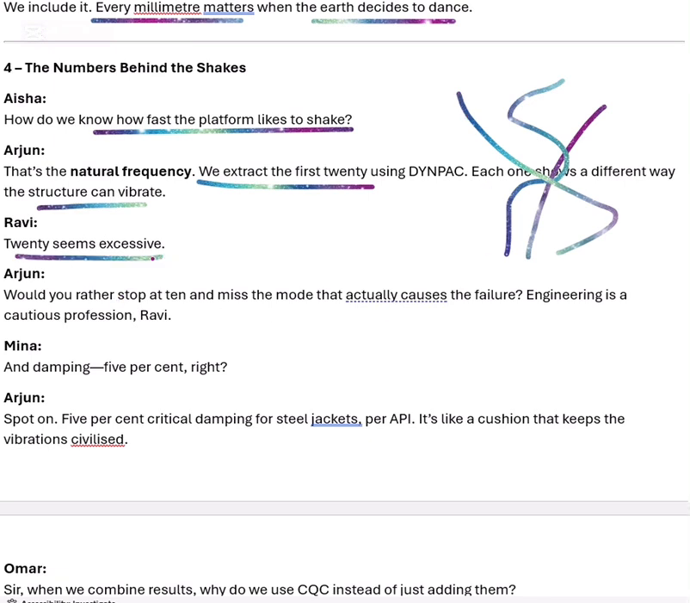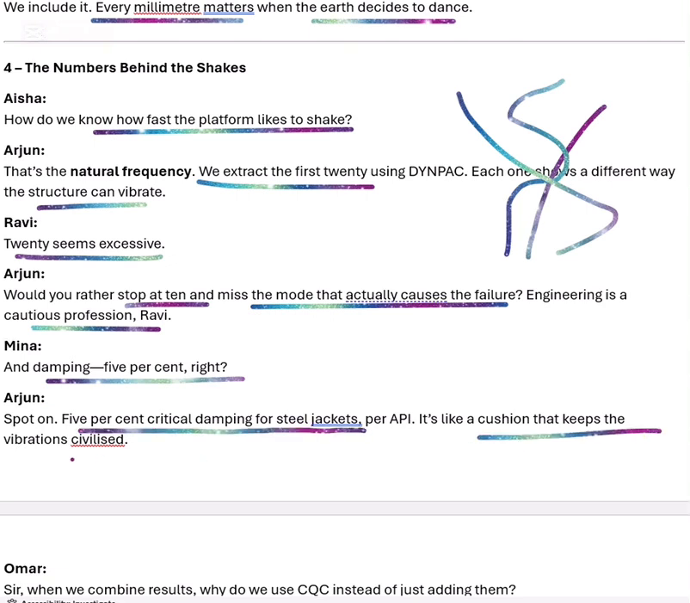20 seems excessive. Would you rather stop at 10 and miss the mode that actually causes the failure? Engineering is a costly profession. Damping of 5% is spot on: 5% critical damping for seismic analysis. It's like a cushion that keeps the vibration civilized.